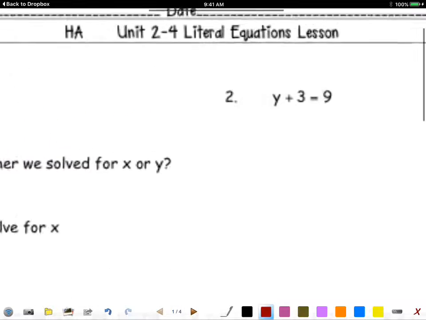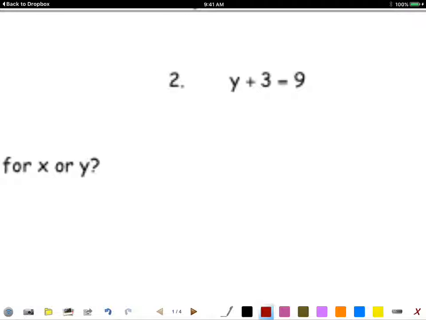Let's go over here to number 2. If we're solving this equation, instead of an x, now we have a y, but we're going to do the same thing, right? We see addition, so we are going to subtract 3 on both sides, and we end up with y equal to 9 minus 3, which is 6.